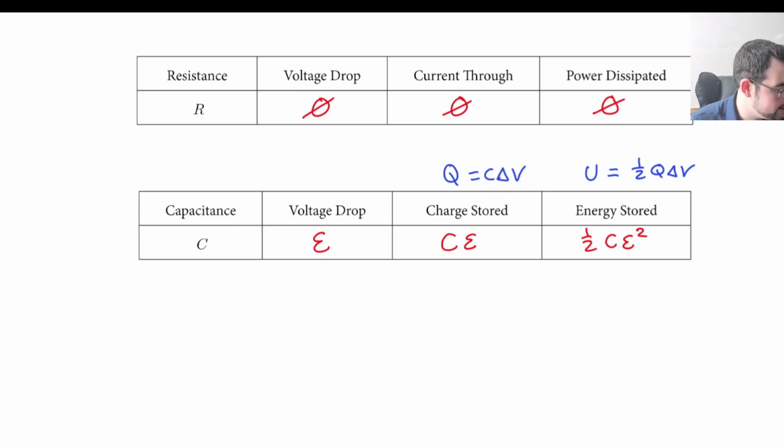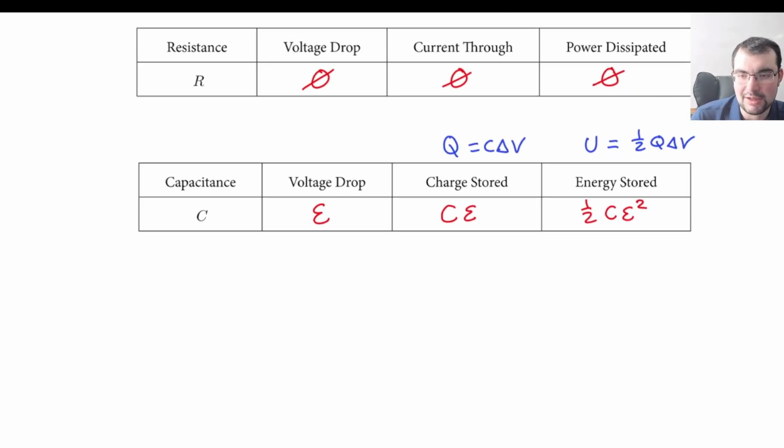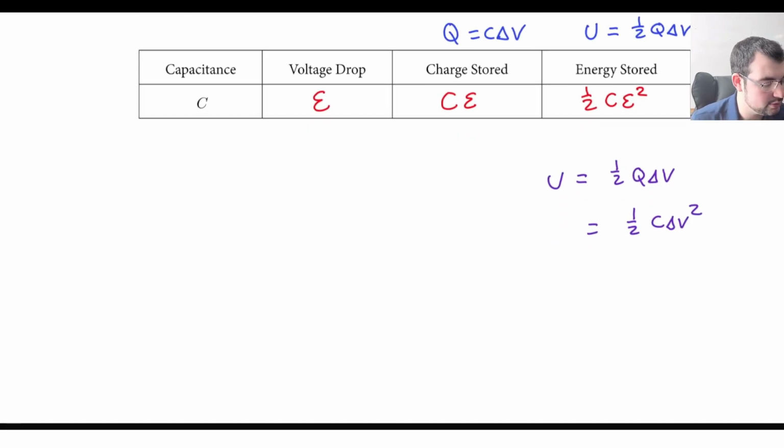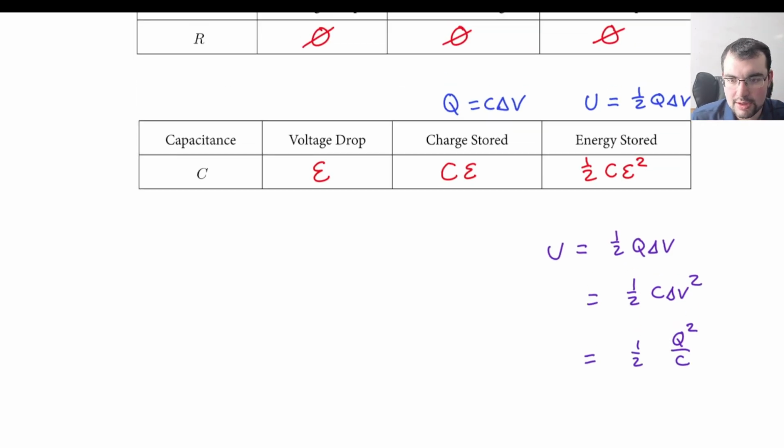And oh, look at that. That looks just like one of our other capacitance energy formulas, right? Because we said U could be 1/2 Q delta V is the definition, which is 1/2 C delta V squared if you substitute away for Q. Or that's equal to 1/2 times Q squared over C if you choose to substitute away delta V. So you can use any of these depending on which two of the three capacitance quantities you know.